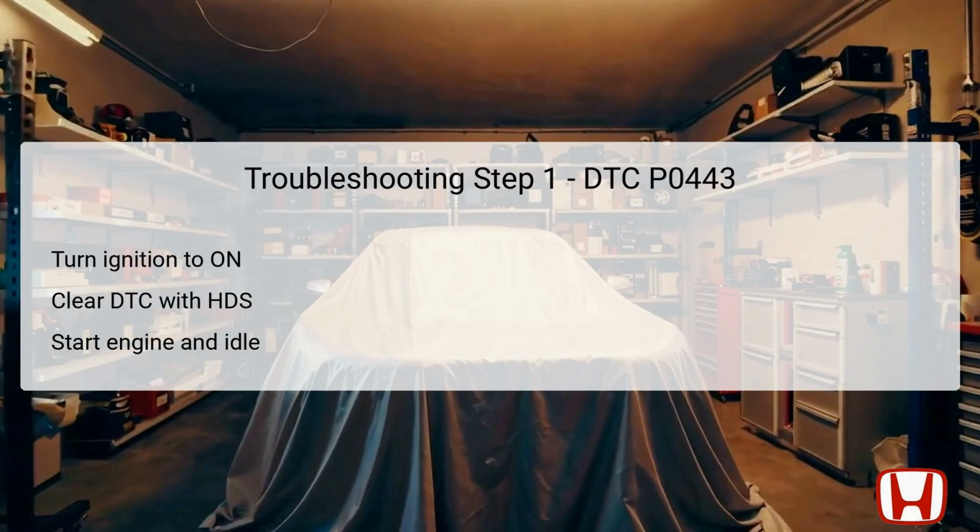To begin troubleshooting DTC P0443, the first step is to turn the ignition switch to the on position, which activates the vehicle's electrical components. Following this, use the Honda Diagnostics System, HDS, to clear any stored DTCs. Once cleared, start the engine and hold it at 3,000 revolutions per minute (RPM) without load until the radiator fan activates. Then allow the engine to idle. This step is crucial as it provides the engine with the necessary operational conditions to check for any pending or confirmed DTCs. Pay attention to whether DTC P0443 reappears, which indicates that the problem persists and further investigation is warranted.